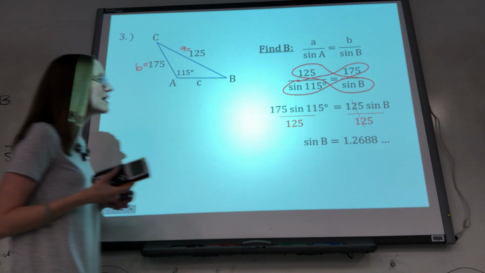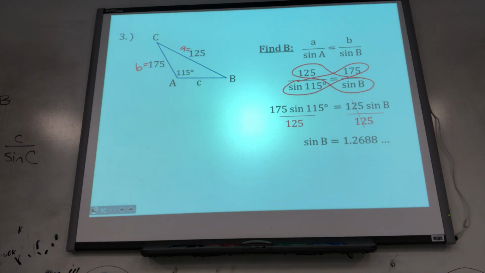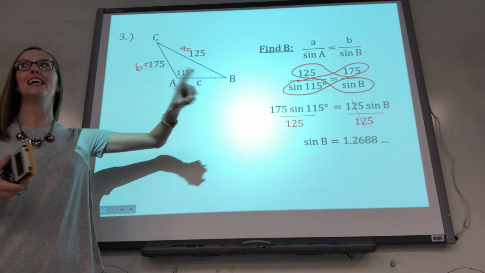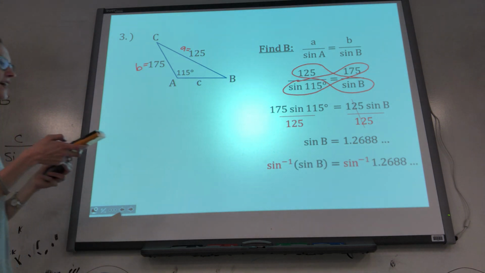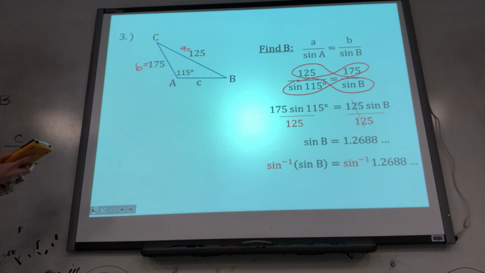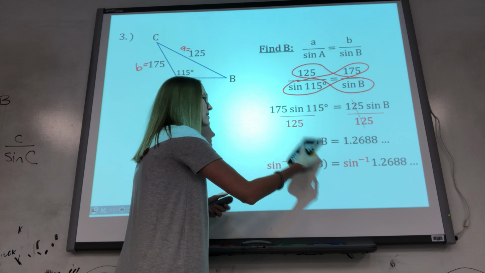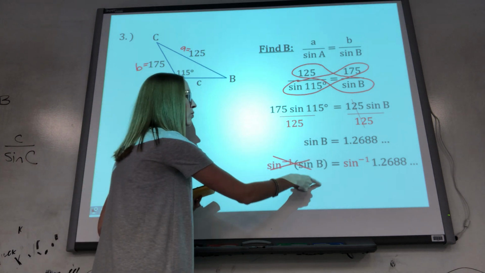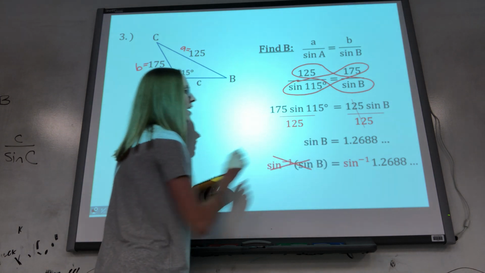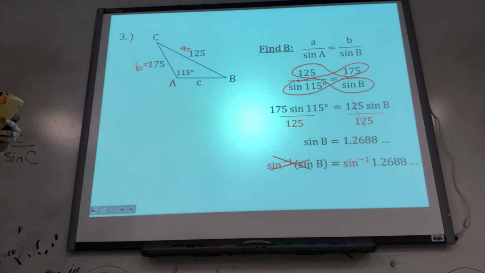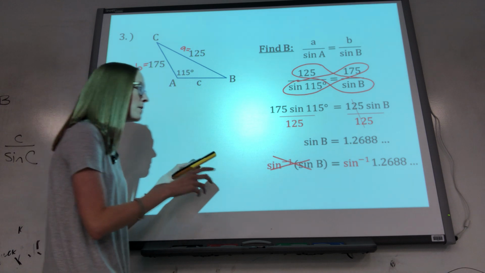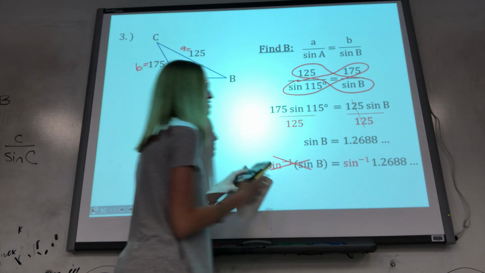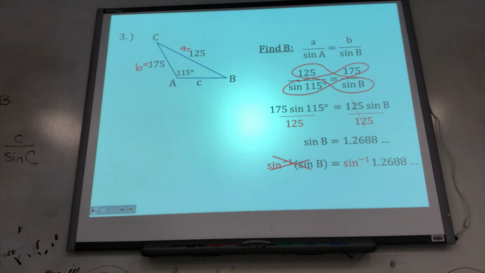I did that again because we're not finished. What do we still have to do to both sides? Inverse sine. We still have to inverse sine both sides. That is going to cross those out to leave me with big B. Now on my calculator, I'm hitting second sine and then second negative. That just puts the answer back in there for me.